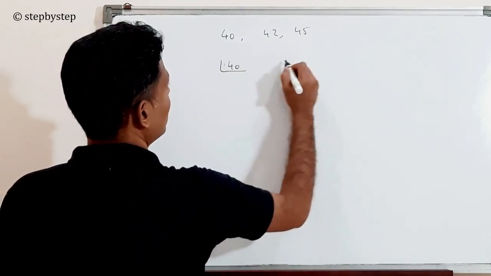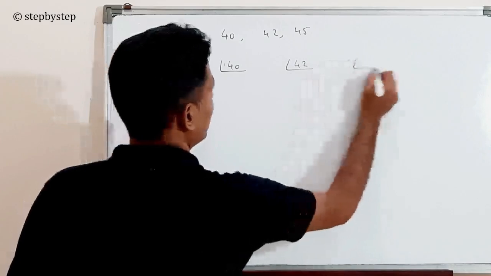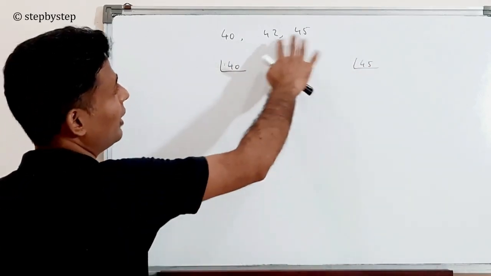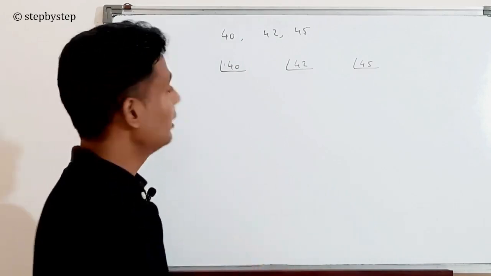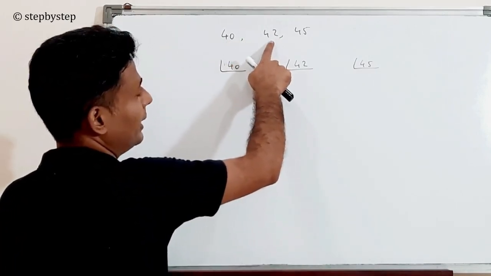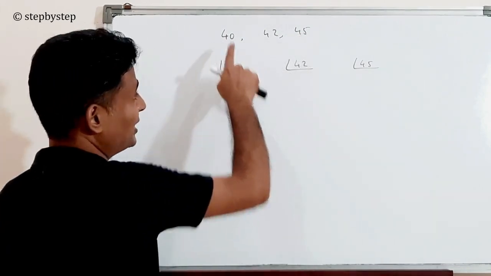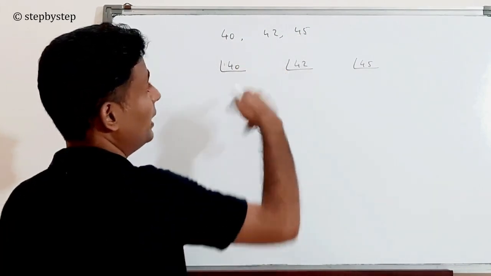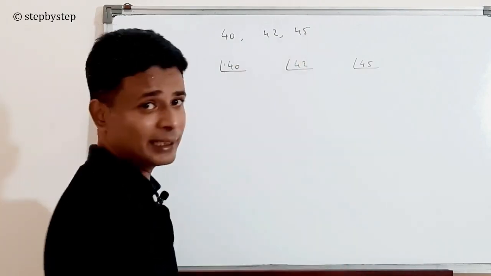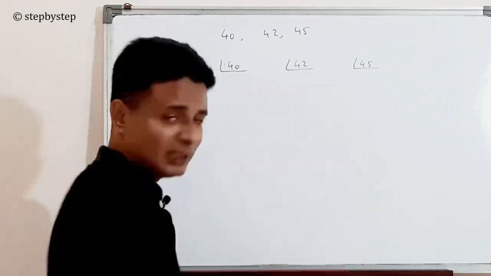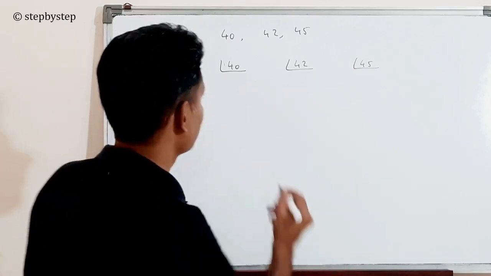So 40, 42, 45. Because each light is blinking after a different amount of time. If they're starting again, the first light will blink after 40 seconds, the next light after 42, the third light after 45. The second time, this blinks after 80 seconds, this will be 84 seconds, this will be 90 seconds. So they are still not blinking together. So after how much time? If we take the LCM, we'll find the answer.